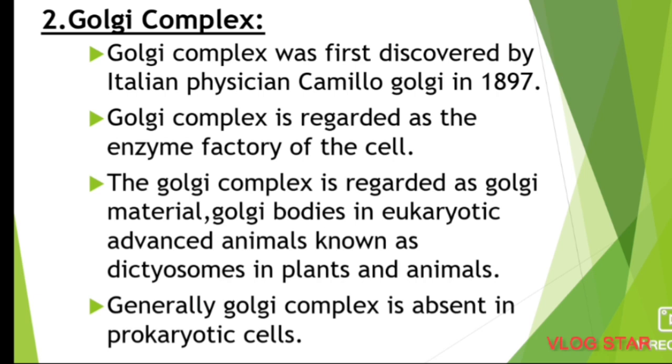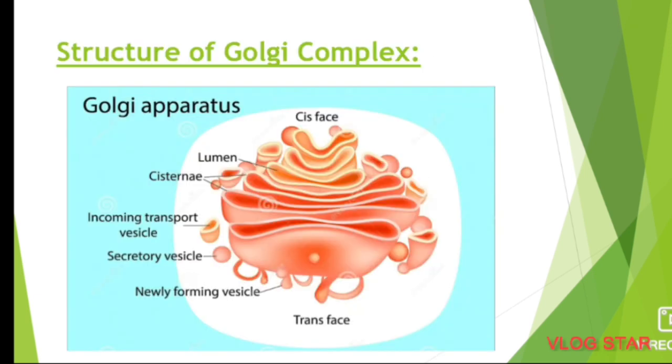The Golgi complex is also known as Golgi material and Golgi bodies in eukaryotic animals, and as dictyosomes in plants. Generally, Golgi complex is absent in prokaryotic cells. This is the structure of Golgi complex. Golgi complex consists of cisternae, vesicle, incoming transport vesicle, secretory vesicle, newly forming vesicle, lumen or lamella.